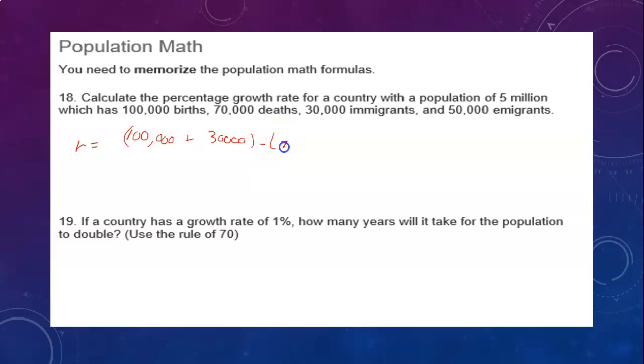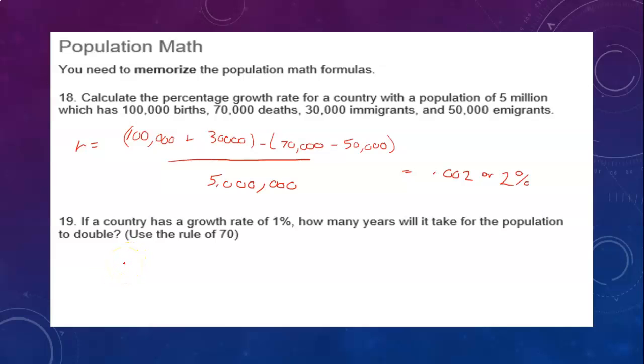So we've got 70,000 deaths and 50,000 immigrants, which is exit, right? So 50,000. And then that whole value is put over the total original population. So that's 5 million. And so if we calculate that out, R is going to equal 0.002 or 2%.